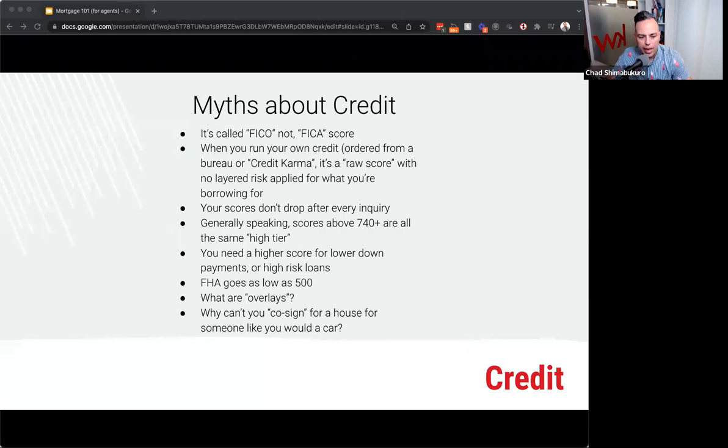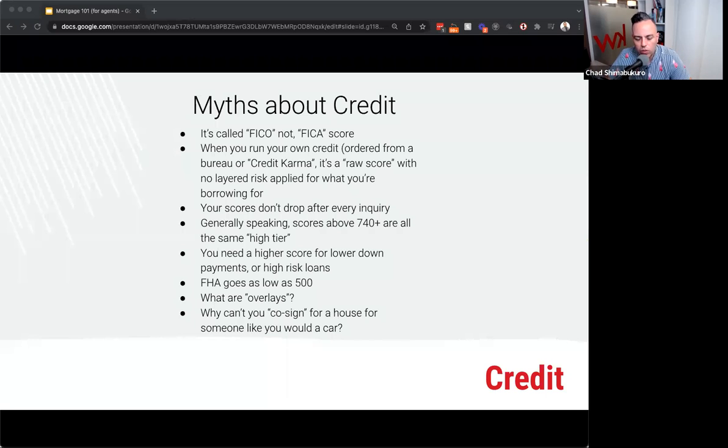And those 3 bureaus have a certain tolerance for how many inquiries you can have on an annual basis. Generally speaking, scores above 740 are all in the same tier, meaning they're high credit scores. You have the best options for loans and so forth. You need a higher score for a lower down payment or higher risk loans. You do, but there are different loan programs available, such as FHA, which goes as low as 500. So your credit score can be very, very low and still qualify for an FHA loan. It's not a given, by the way. They have to do the math and underwrite it, but know that if someone has some credit challenges, they might be a good candidate for an FHA loan.